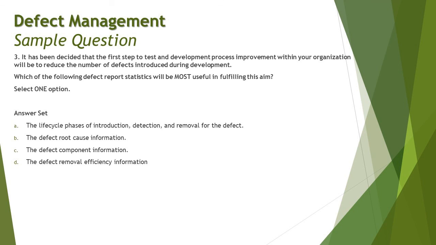When you look at C, the defect component information, again, this is used for defect clustering information to basically target the components that need extra testing, but it does not directly help in preventing the defects. So that's not one of the components for the end goal. And D, the defect removal efficiency information. Again, as you look at the option, it sounds irrelevant. This just tells you how efficient we are at removing the defects. It does not help with reducing the number of introduced defects at any point of time.